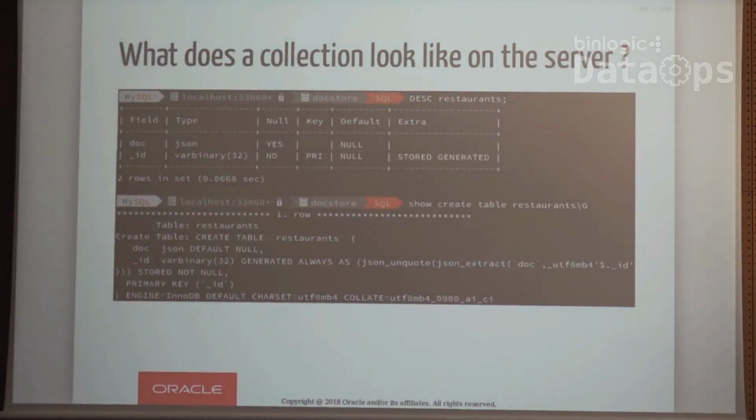So what does this collection that we just created together look like? If I do describe the restaurant table, because we are in SQL, so it's not a collection, it's a table now. We have one field called doc, which is the JSON data type, and _id, which is a varbinary(32), which is stored but also generated. You can see that this ID comes from the document itself. It goes into the document and retrieves the _id. If your document doesn't have an ID, it will create one for you. And it's UTF-8 and before.